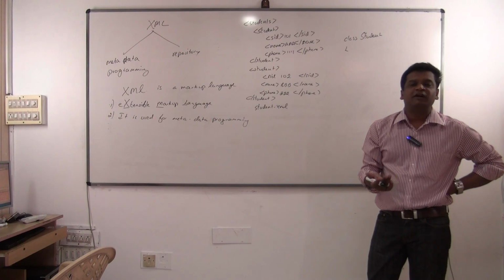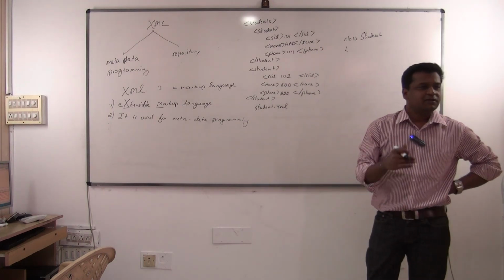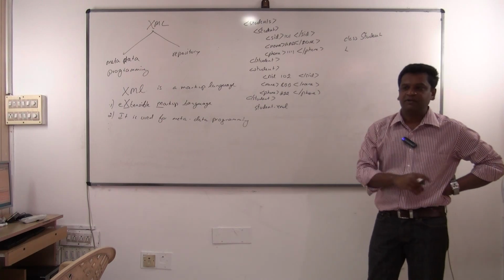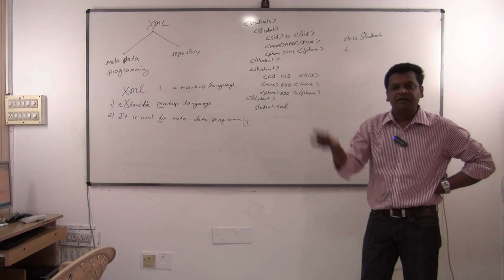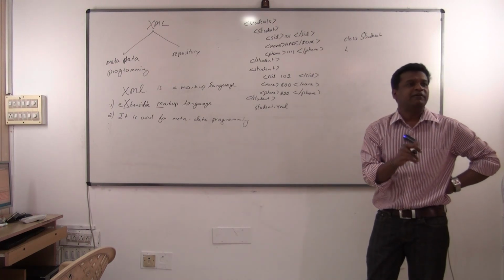So if it's a C program, what will they do? They'll read this file and store these values into their variables. C++ people will read this file and store these values into their variables. Java also, what will it do? Read these values and store them into variables. But in Java we take a better approach.